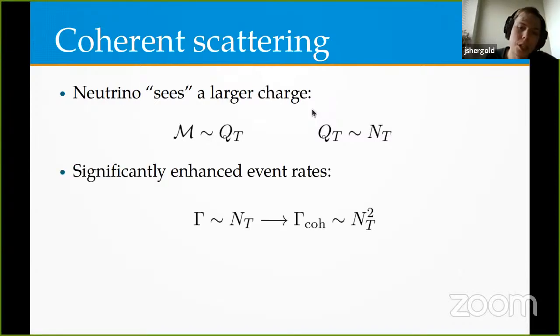So any cross-section is going to be proportional to the amplitude squared, and the event rate is proportional to the cross-section. So rather than an incoherent scattering rate, which scales with the number of targets to the first power, a coherent scattering rate is going to scale something like the number of targets squared.